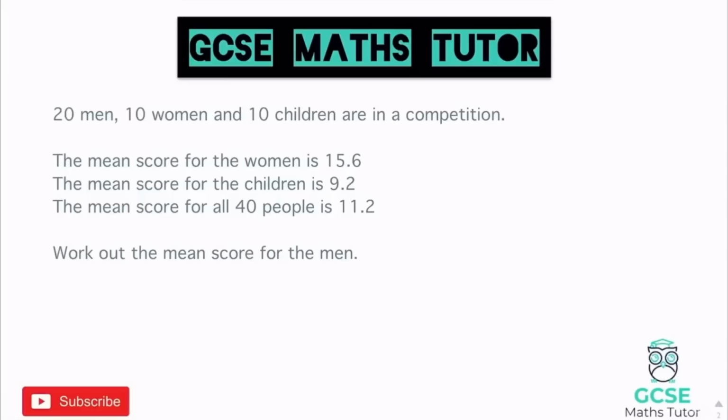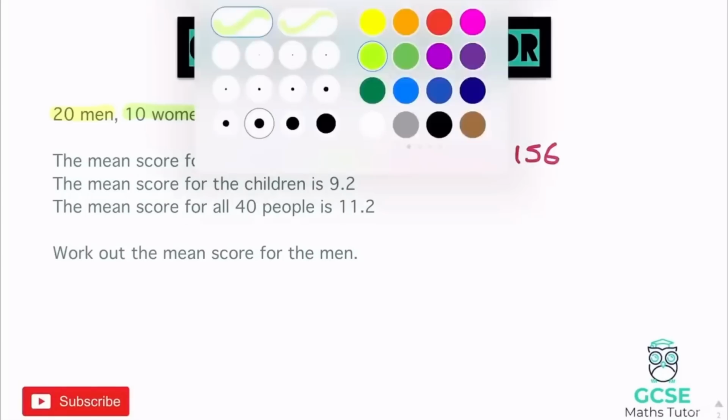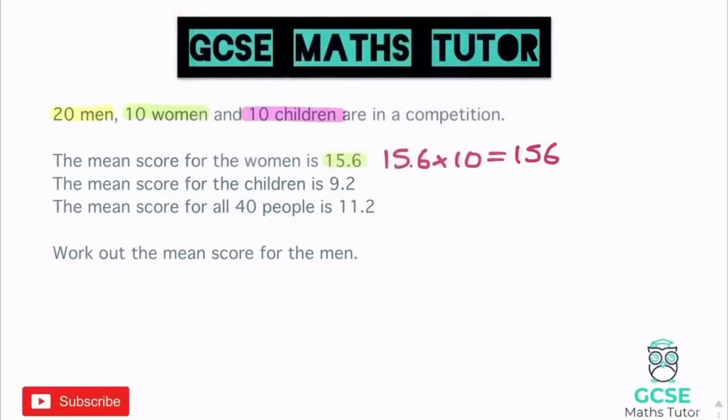So let's just start linking these up and start multiplying them out. We've got 20 men, and we've not been given any means for that, so we're going to have to skip past that one. We've got 10 women, and it says the mean for the women is 15.6, so straight away we can times that by 10. 15.6 multiplied by 10 gives us a total score for the women of 156. Then we're on to the next one. We've got 10 children, and the mean score for the children is 9.2, so we can do 9.2 multiplied by the 10 children, that gives us their total score of 92.